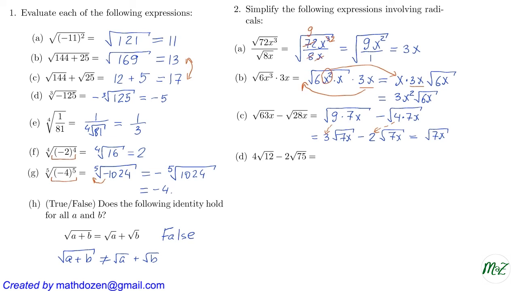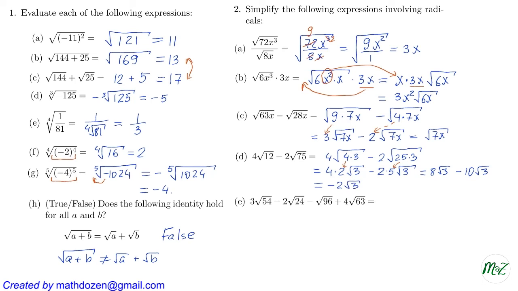Similarly, in part D, we have 4 times the square root of 12 minus 2 times the square root of 75. 12 is 4 times 3, and 75 is 25 times 3. So we can do the square root of 4 and the square root of 25. And things are still multiplied, so the square root of 4 becomes 2, the square root of 25 becomes 5, and we're looking at 8 square root of 3 minus 10 square root of 3, so that will give us negative 2 square root of 3.